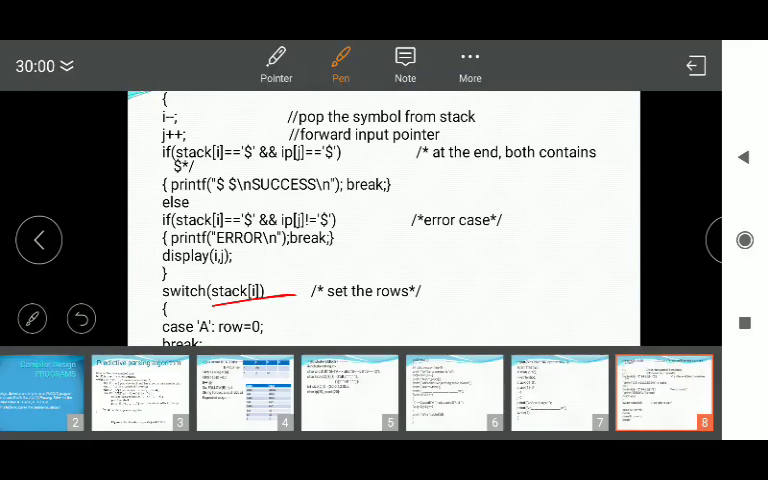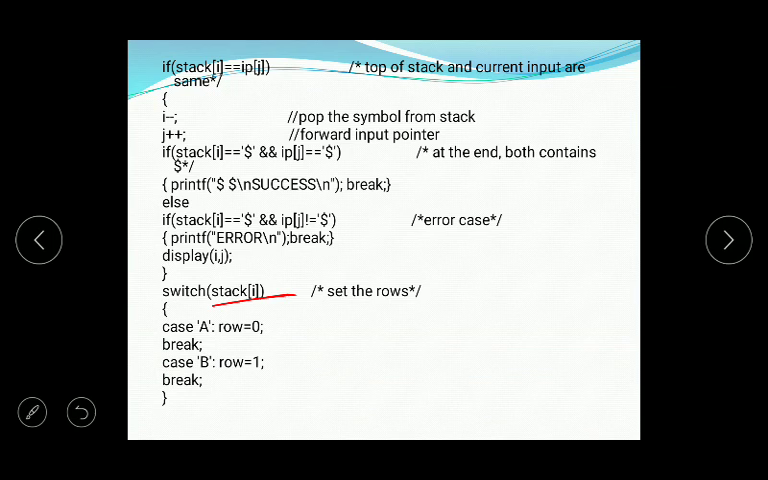We have to set the rows and columns. That is, if the symbol is A, then row is equal to 0. If case B, then row is equal to 1. This is how to set the rows. According to our table, we have row A and row B, so row is equal to 0 and row is equal to 1.